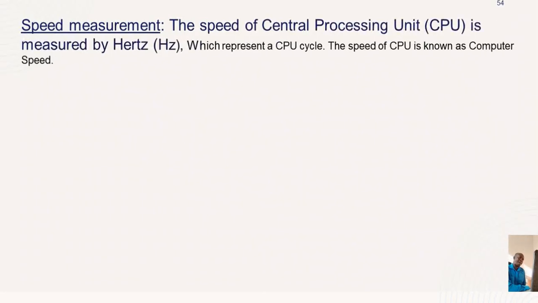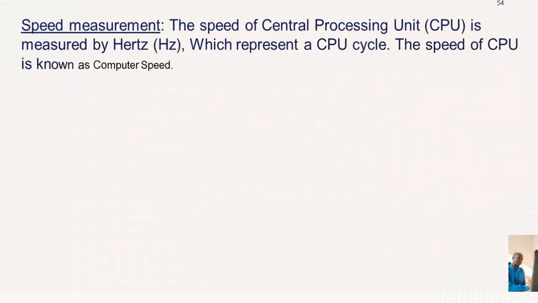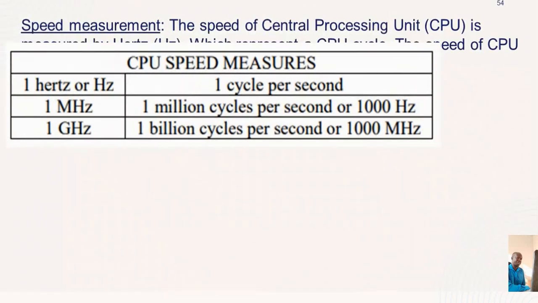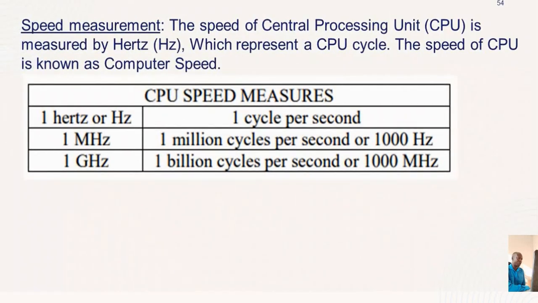Speed measurements. The speed of the central processing unit is measured by Hz, which represents a CPU cycle. The speed of a CPU is known as computer speed. As indicated in the diagram, you can have a look.